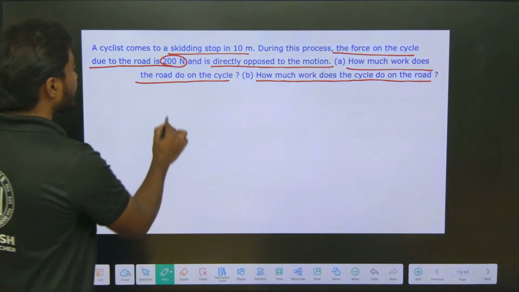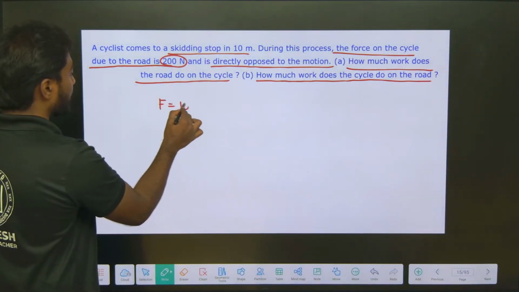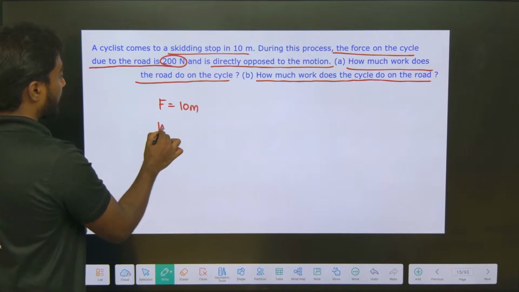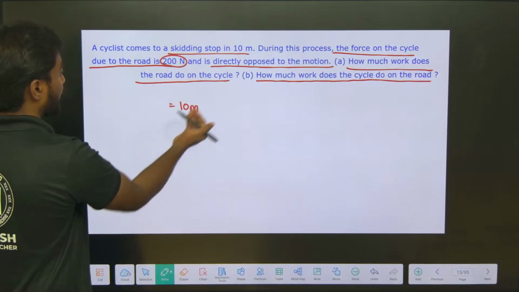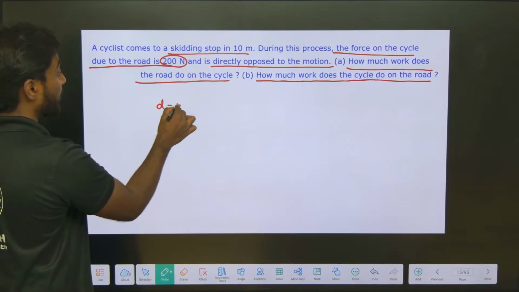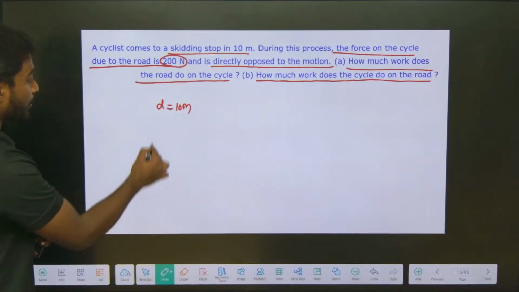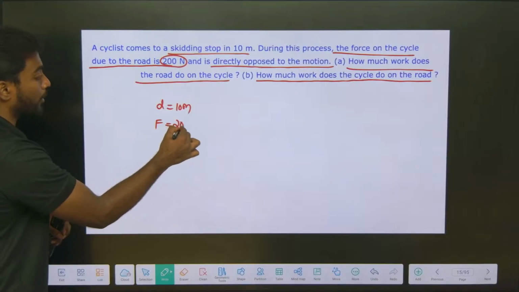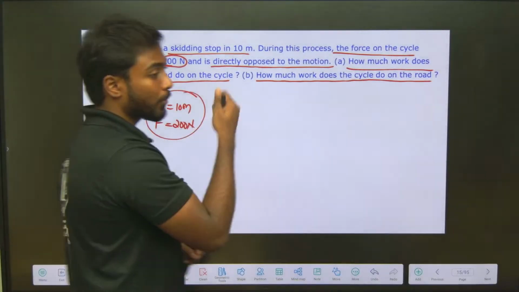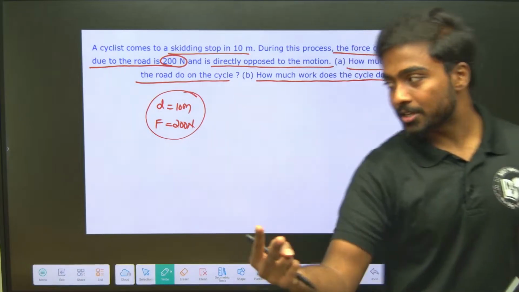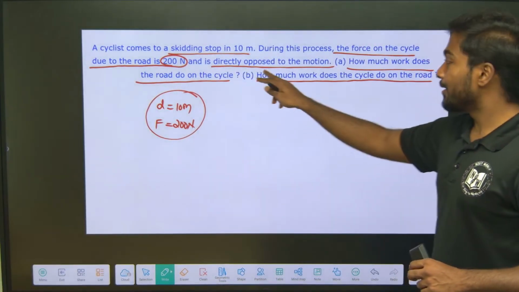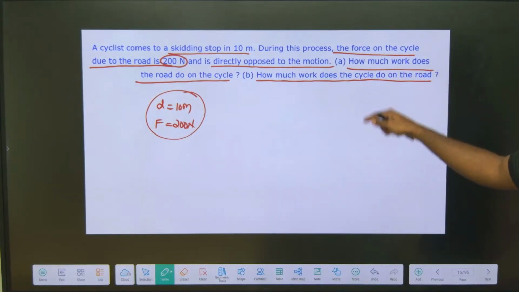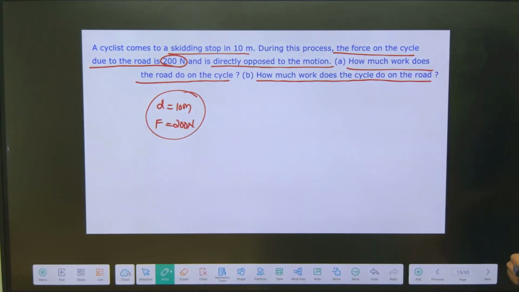So the given things are: d is equal to 10 meter and F is equal to 200 Newton. Okay, these are the given terms and two things are asked. One is how much work does the road do on the cycle? How much work does the cycle do on the road? Okay, we'll see the answers.